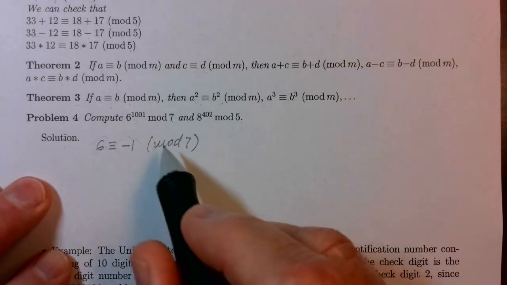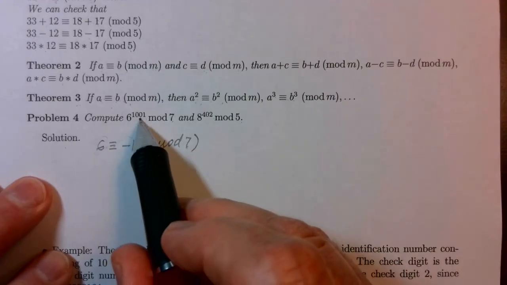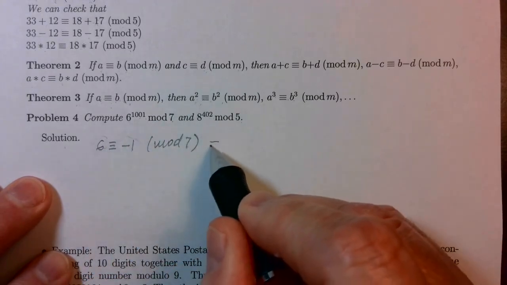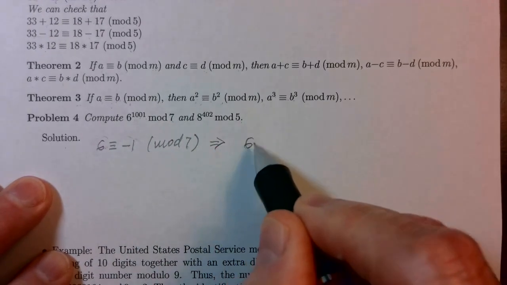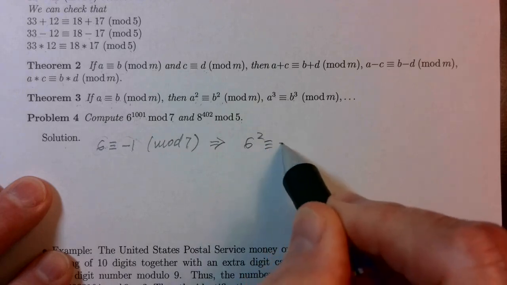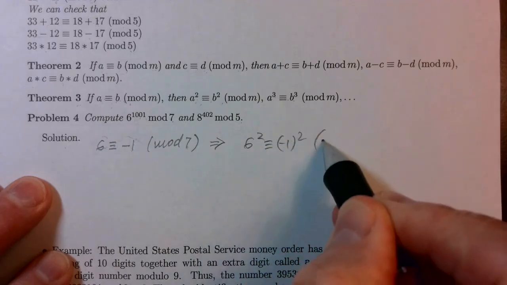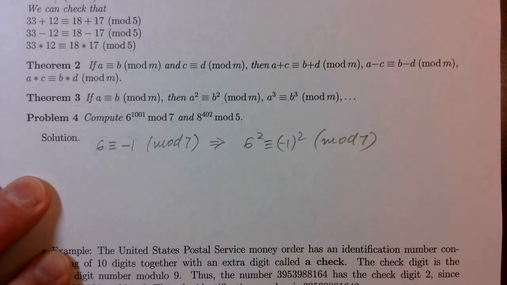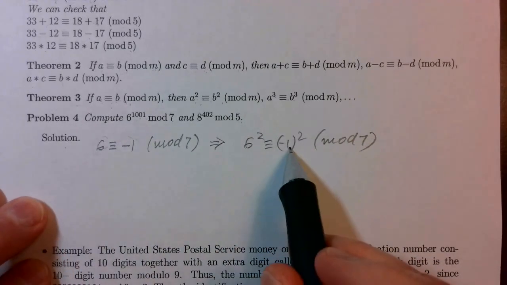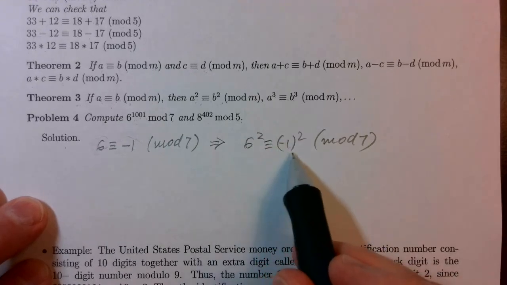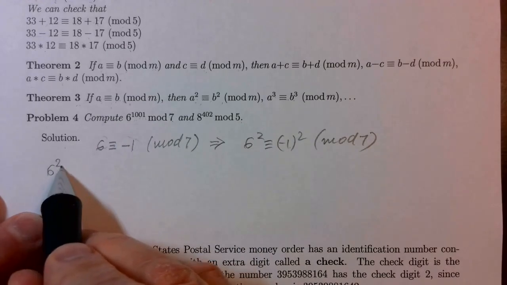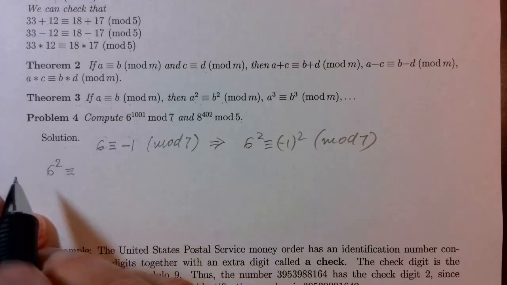Now, we want this power. First we'll square. Because this is true, 6 squared will be congruent to -1 squared mod 7. But -1 squared is 1. I can replace it here. I'll keep 6 squared like this. I will not write 36.